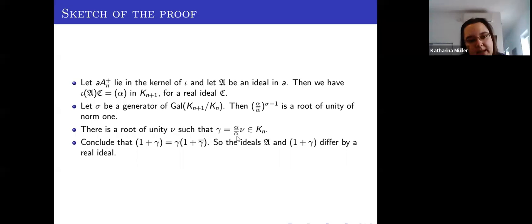Now, if we look at gamma again, the absolute value of gamma is 1. So I can write 1 plus gamma equal to gamma times 1 plus gamma bar. And as gamma is in Kn, so is gamma bar, and so is 1 plus gamma bar and 1 plus gamma. So as ideals, the ideal A and the ideal 1 plus gamma differ by a real ideal. But now A was an ideal for Kn, and 1 plus gamma is an element of Kn. So what we see is that already on level Kn, I have an equation of this form. So indeed, A times Am plus is just the trivial class. And we showed that iota is injective.